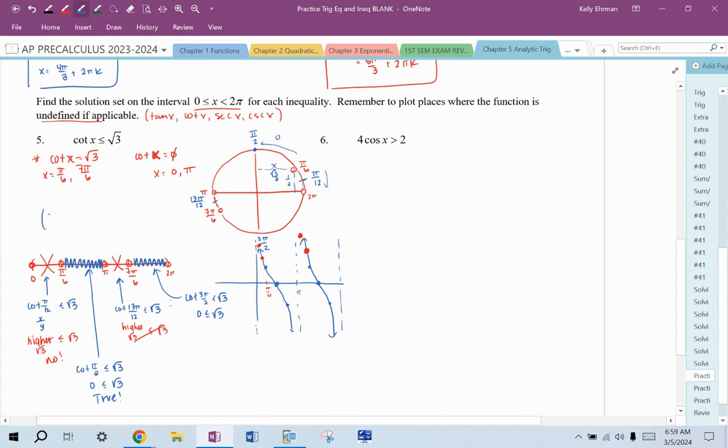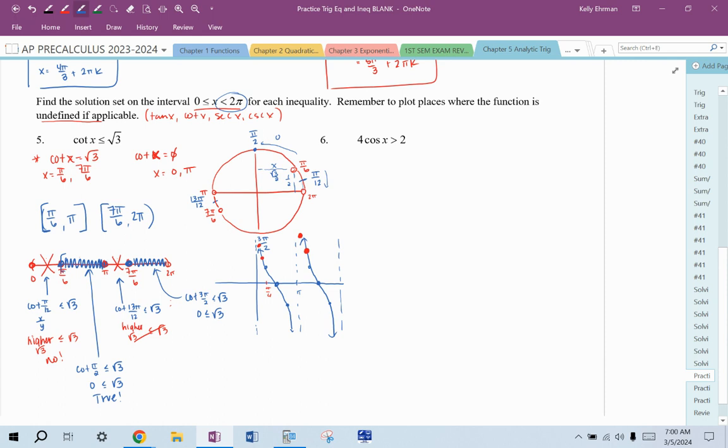So our solution set is pi over 6. Oh, I should be including pi over 6 because this is equal to. And I should be including pi and 7 pi over 6. So pi over 6 to pi, and then also 7 pi over 6 to 2 pi. And the only reason I'm not including 2 pi is because we have a vertical asymptote there, but also we don't include it in our solution set because 0 is coterminal to 2 pi.